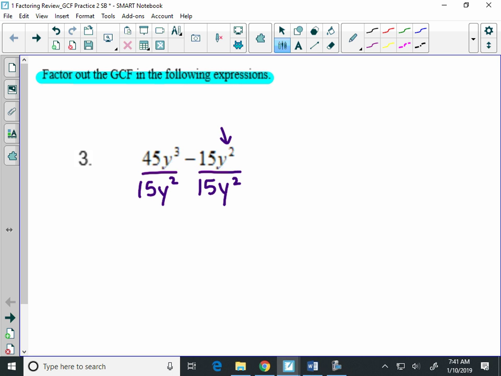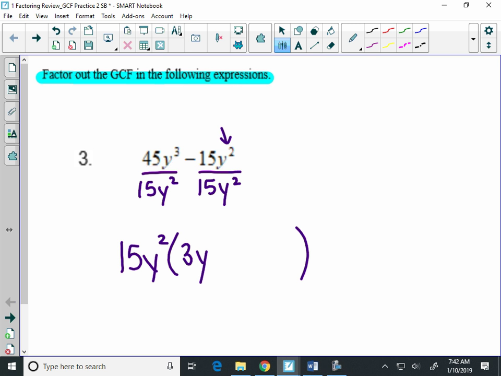Factoring by GCF is the same thing as dividing. That's why we're going to divide each term. But first, I need to write the GCF out in front of a set of parentheses. Inside the parentheses is what I'm going to put when I divide. 45 divided by 15 is 3. Y cubed divided by y squared: when you divide exponents, you subtract them. So 3 minus 2 is 1. So I have 3y to the first.